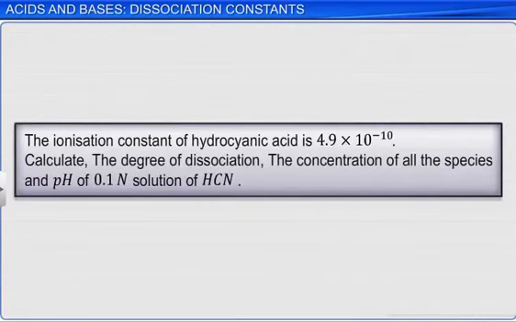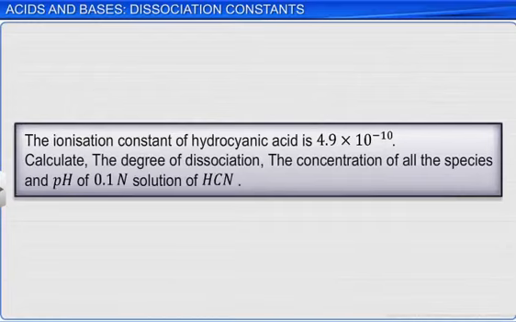This problem will help you understand the steps to calculate the degree of ionization, equilibrium concentrations, and pH of a solution when the initial concentration and dissociation constant of the acid are known. The ionization constant of hydrocyanic acid is 4.9 × 10^−10. Calculate the degree of dissociation, the concentration of all the species, and the pH of a decinormal solution of hydrocyanic acid.